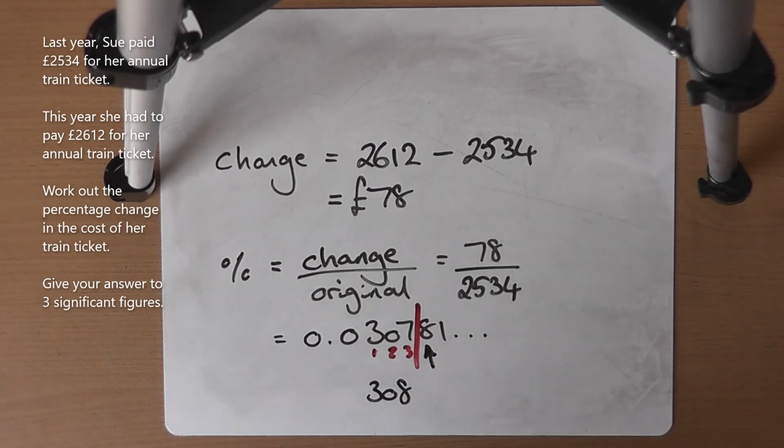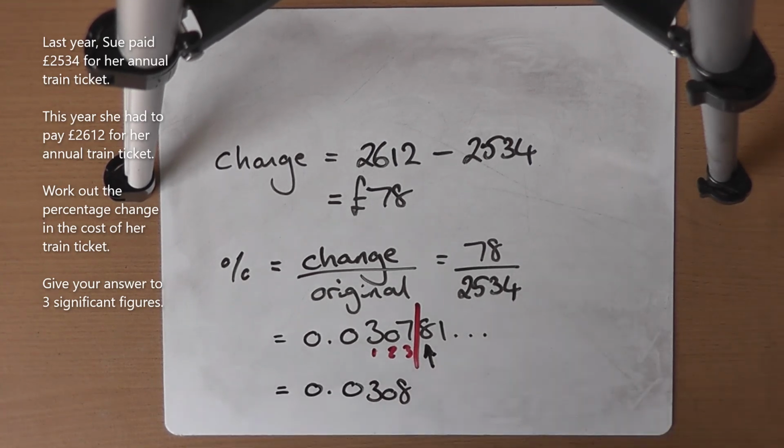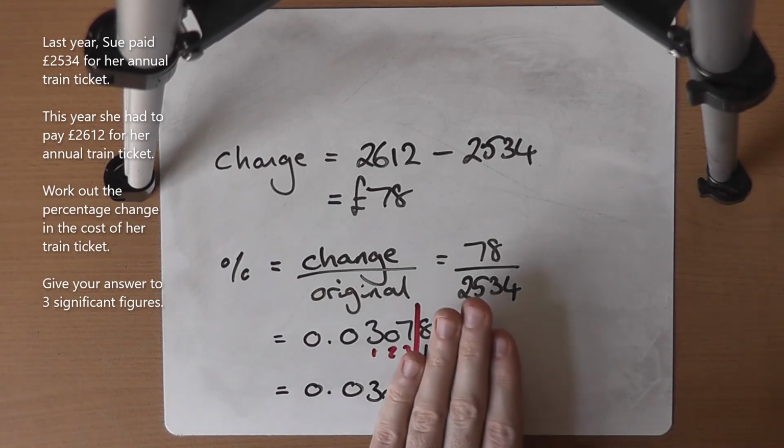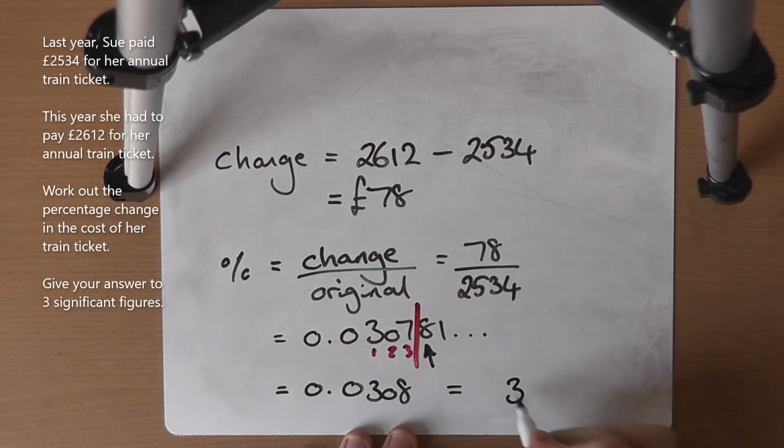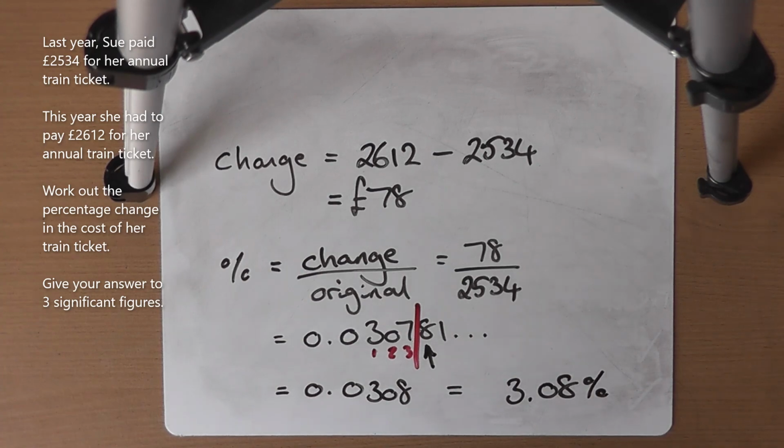But we then need to adjust the value of this number to give it the same place value as the original, so we would need to put in the 0.0308 in front. We still haven't actually finished the question because we've not turned this into a percentage yet. Timesing by 100, or using this kind of 0.03 would be 3%. This will have to be 3.08% to three significant figures.